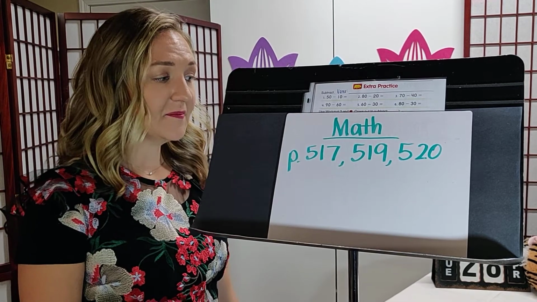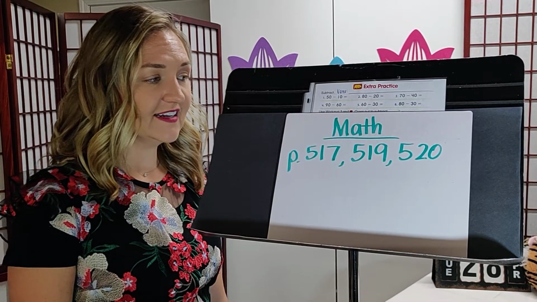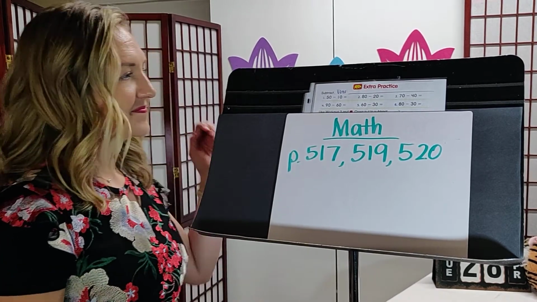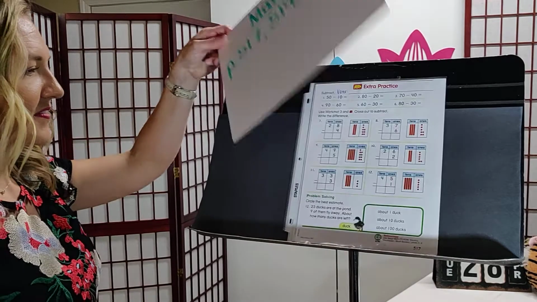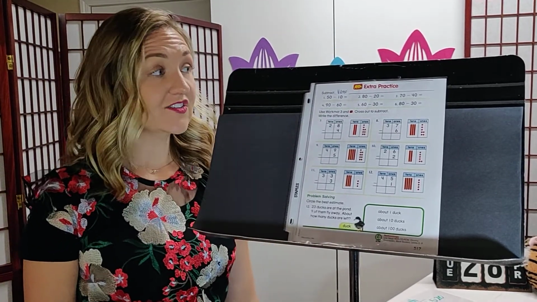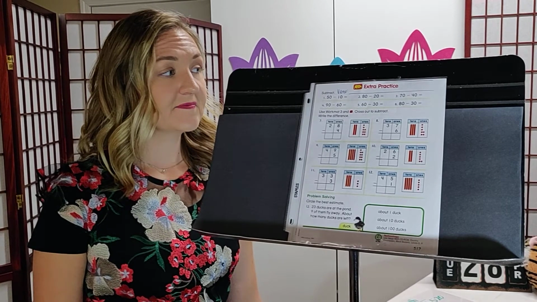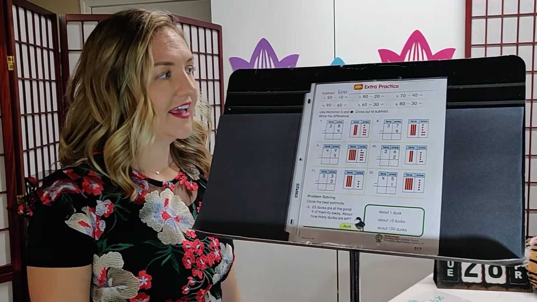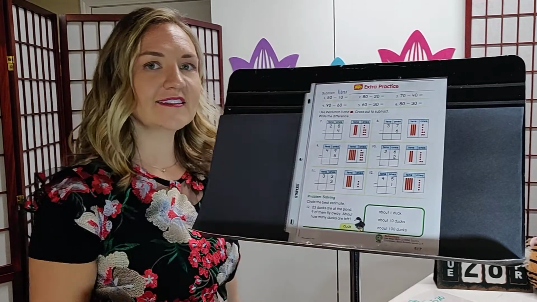Let's complete math pages 517, 519, and 520. Page 517 is called extra practice. And so here we are at the end of this chapter, so it's a great review page. And it tells us to subtract.